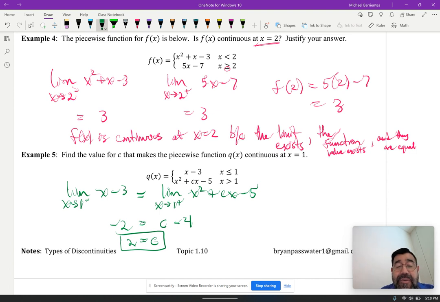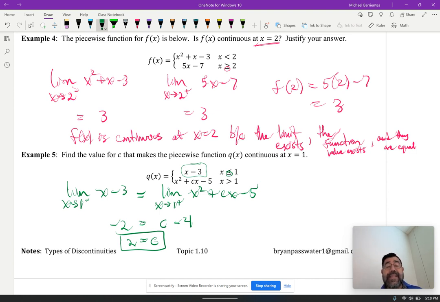Because I already know that when x equals 1, I'm going to use this formula, and I already got that it equals negative 2. And so if I substitute this 2 in over here, wherever I see the c value, that will create the formula that would make everything continuous.